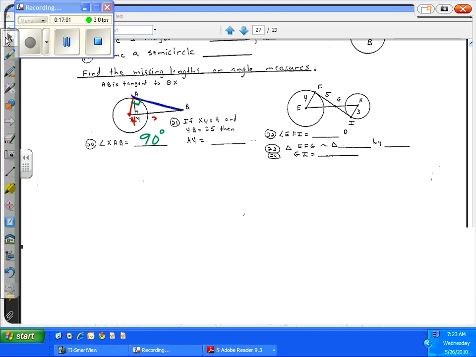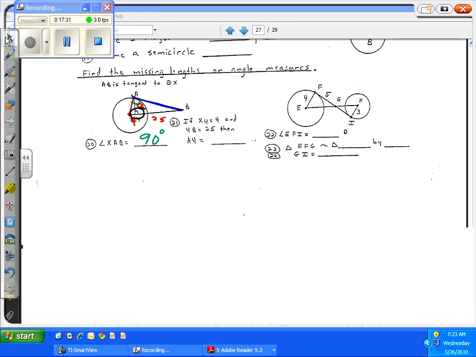It then says if XY, this little piece, is 4, and YB, this little piece, is 25, then find AY. I'm going to call it little a for altitude. Do you see what we've got here? The whole big triangle is a right triangle. AY is the altitude drawn to the hypotenuse.